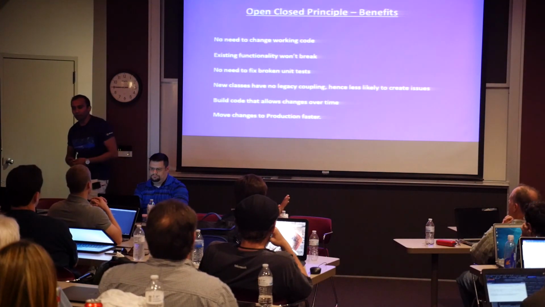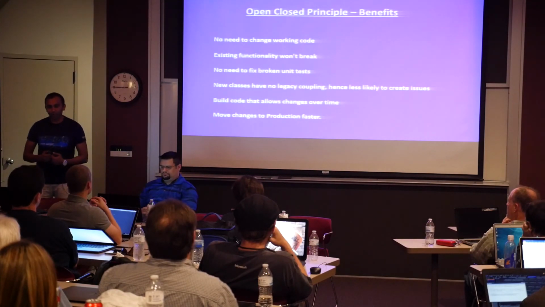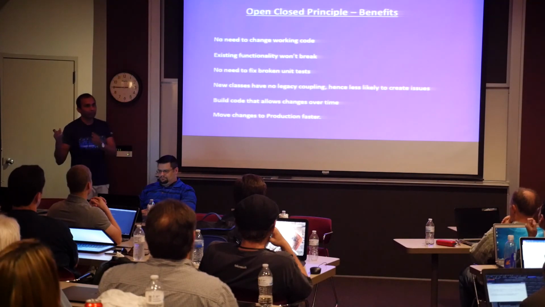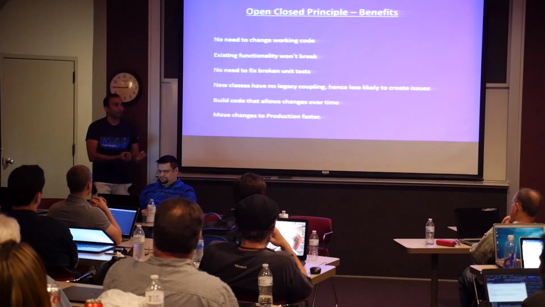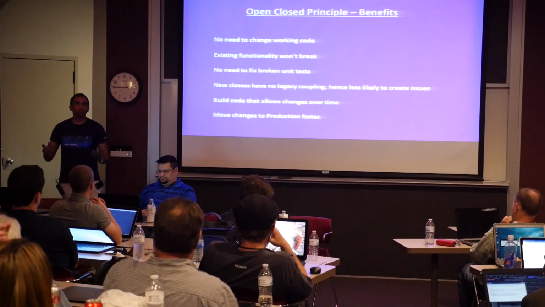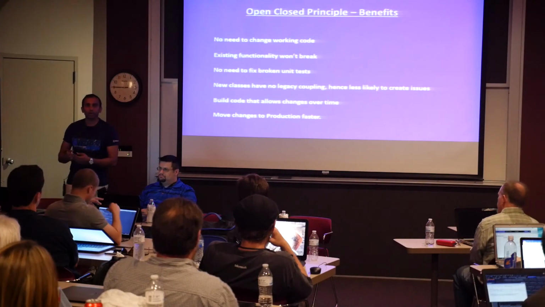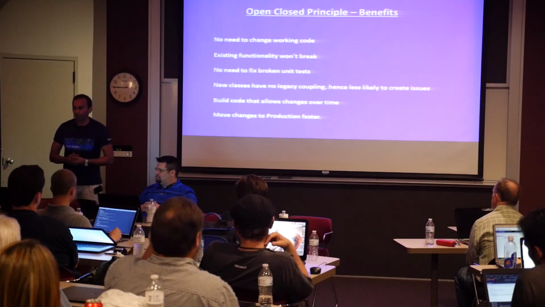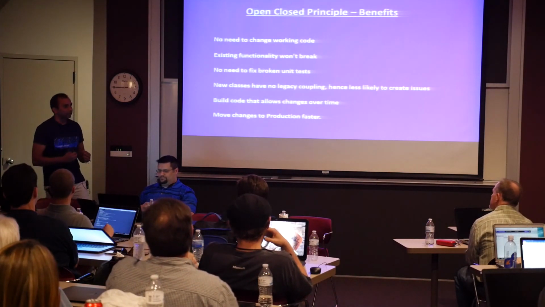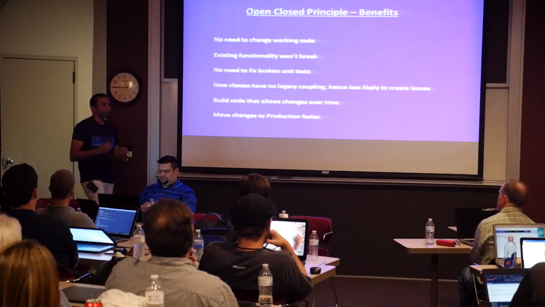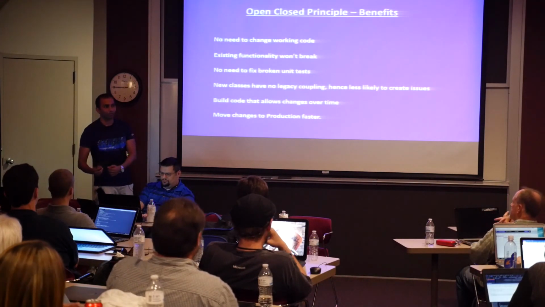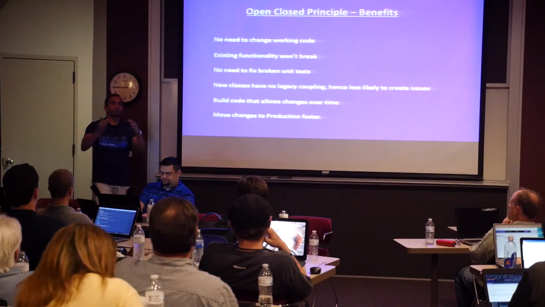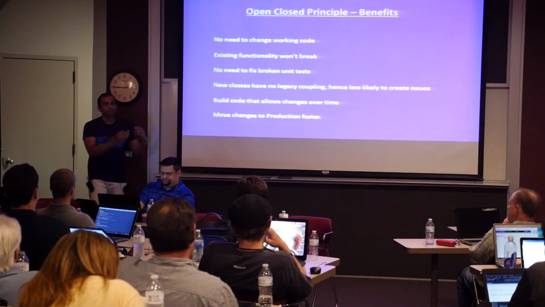So obviously you don't have to change your working code. You know that your existing functionality is not breaking because you have created a new class, you are just plugging it in. So it's not tied up with all your legacy code which is there currently in your application. You don't need to fix broken unit tests. If you have to fix broken unit tests, you're not following OCP. So what you do is you write new class files, and you write new unit tests to cover that.